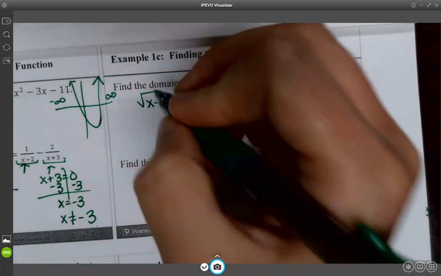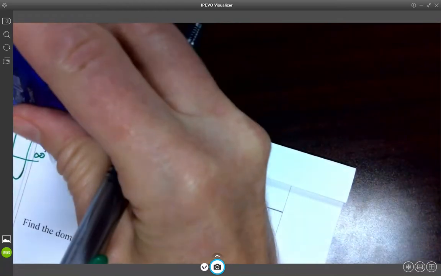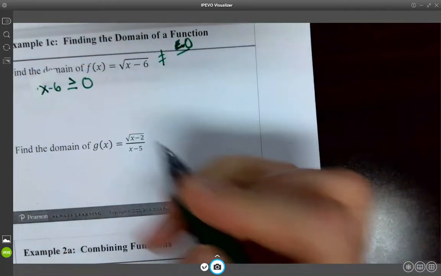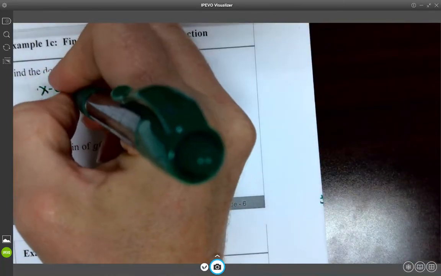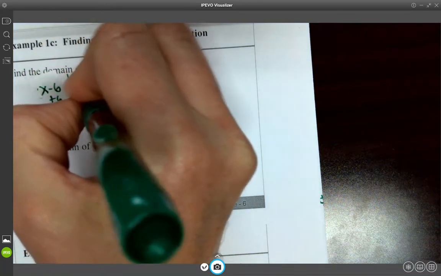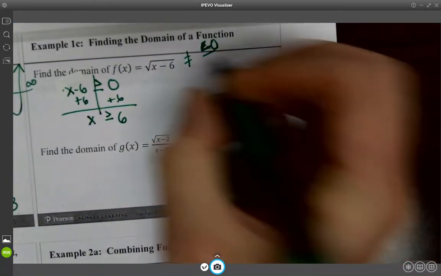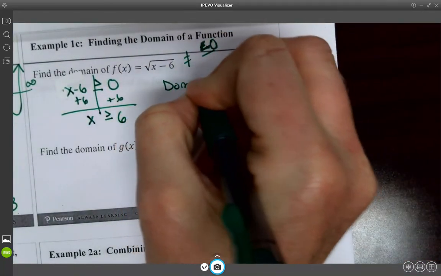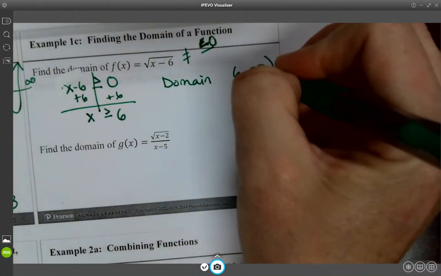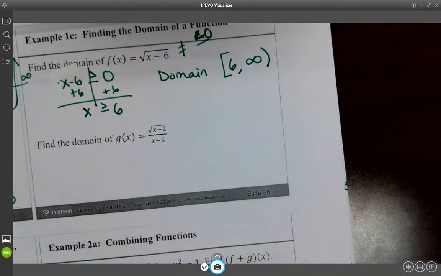We wouldn't actually use the square root there. I should not have included that. Sorry. So we're just looking at where x minus 6 is greater than or equal to 0. That's how we want it to be. Plus 6. So x has to be greater than or equal to 6. So the only values for the domain are from 6 to infinity. Infinity is always parentheses. 6 will have a bracket because it's or equal to.